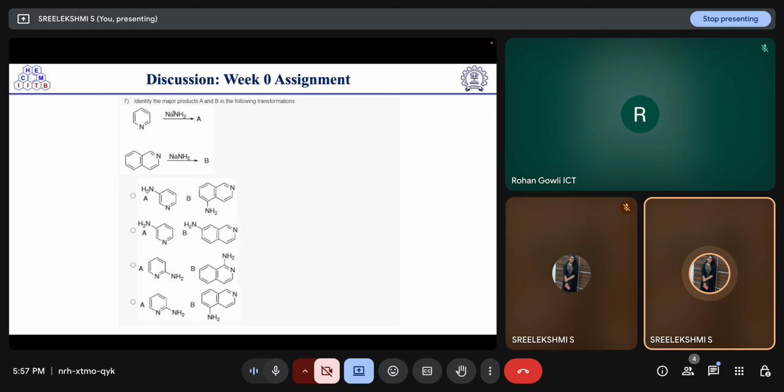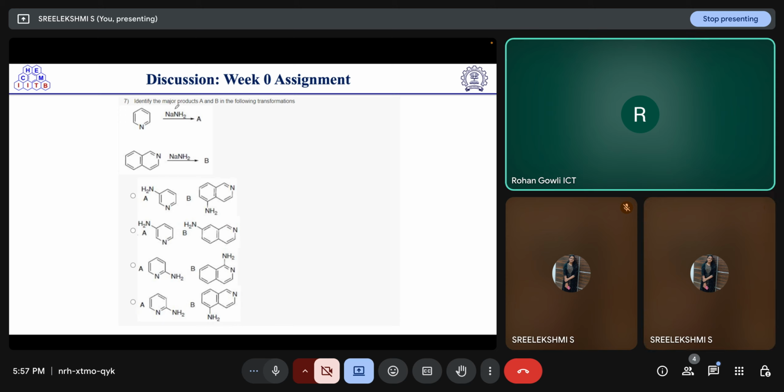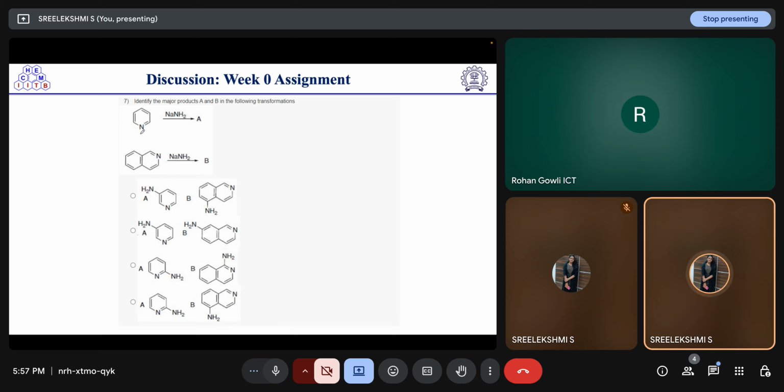So this is a type of nucleophilic attack, right? So which will be the favorable position for that nucleophilic attack? That product will be the major one. So in the case of this one, this position will be the favorable position because of the presence of this nitrogen. Same with here also. But one more reason is that more conjugation is on this side due to the presence of this aromatic ring. So this position would be more favorable as compared to this position.